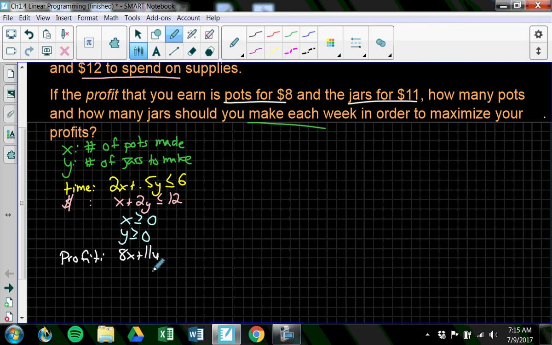Now students often ask, well, what is this equal to? Like, where's the equation? 8x plus 11y equals what? Well, we don't actually know what our profit is, so we can't have it equal to a number. We could define a third variable, p, if we wanted to. This now has x, y, and p. 8x plus 11y equals profit.